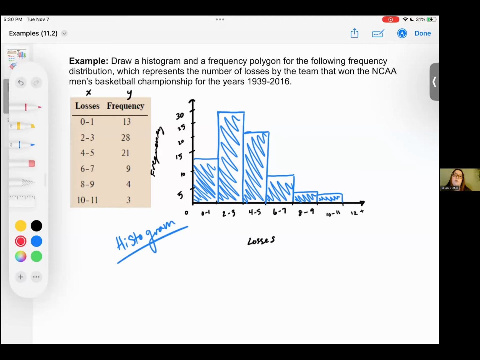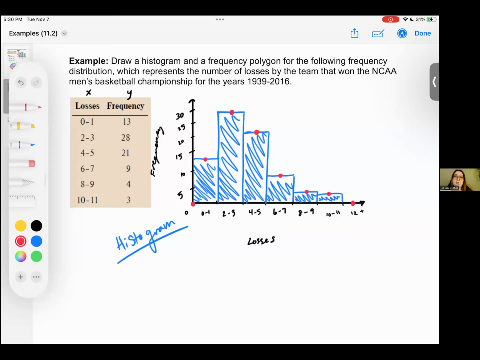And then we're going to add on our frequency polygon. We said the frequency polygon is based on the midpoints of each bar in the histogram. So what we can do is on each one of our bars, we're going to put a little red dot at the top in the middle. We're going to put one at our starting point, which is 0. And then we're going to put one at the end, like a 12.